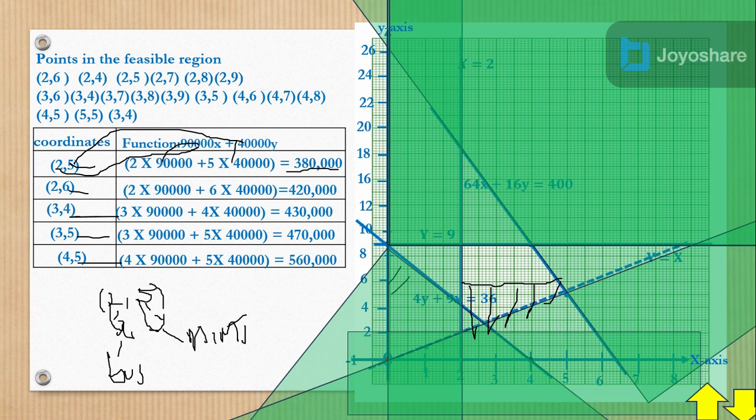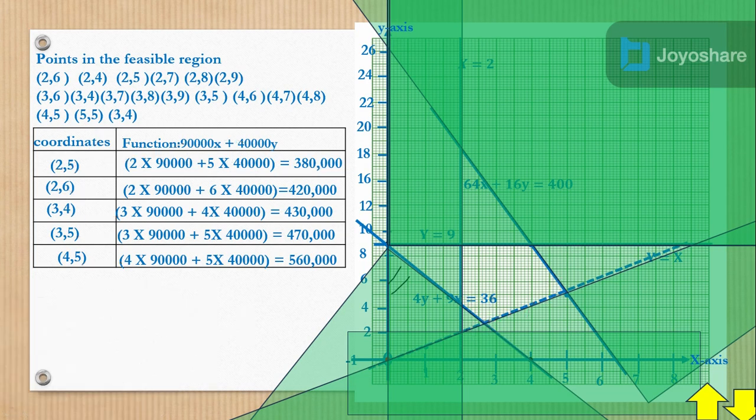Okay, great. So with that, you now look into there and, since they said minimum, you look for the smallest value. Now the smallest value among these ones here, I think it will be 380,000. So 380,000, that's the amount we need to minimize the transport cost.